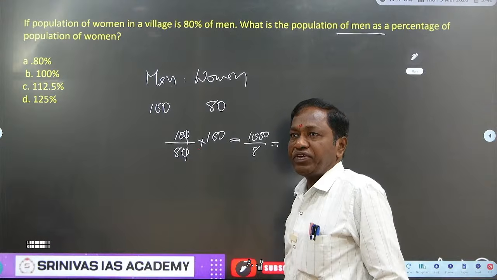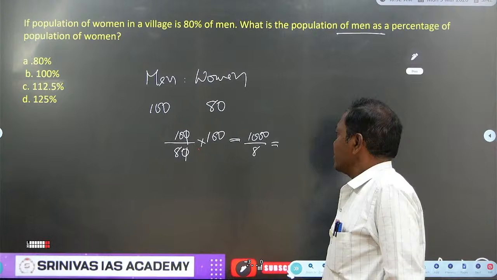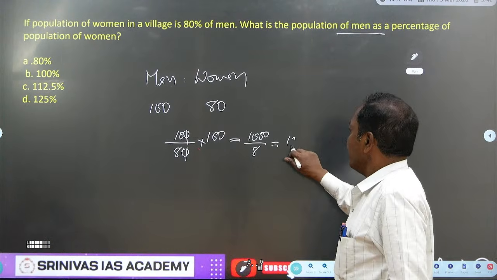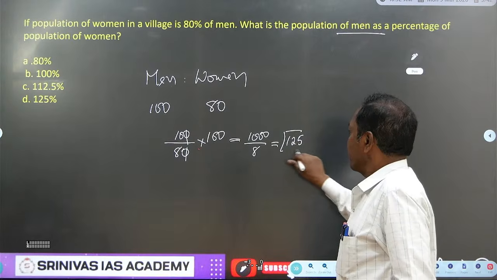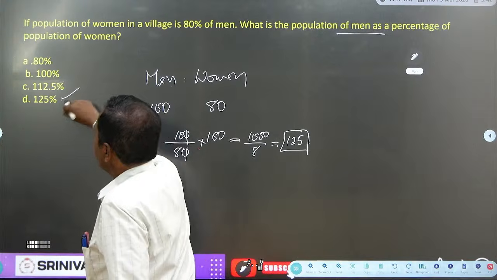1000 is a multiple of 8, which we learnt in the previous classes. It means what will happen? 125. So 125%. Option D.